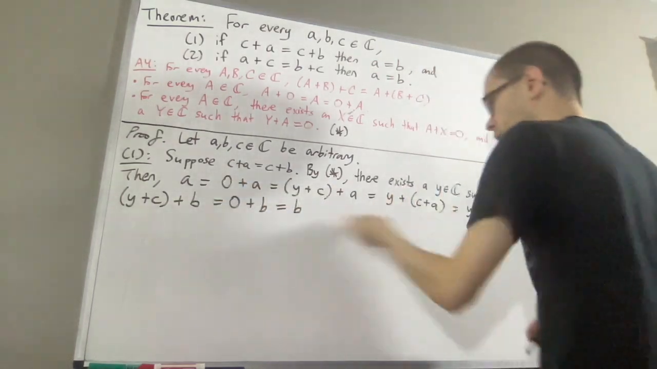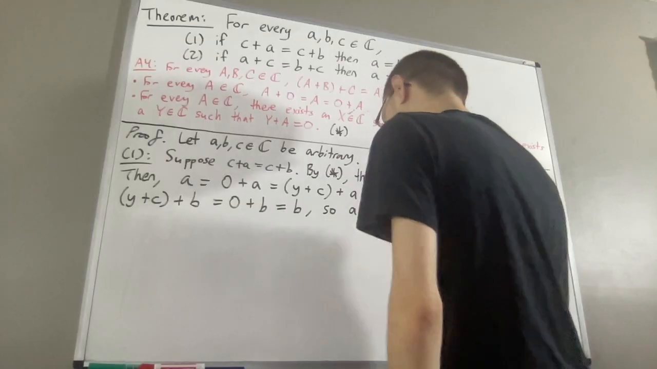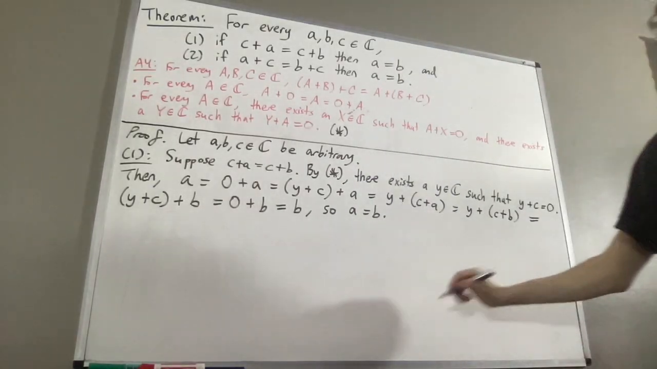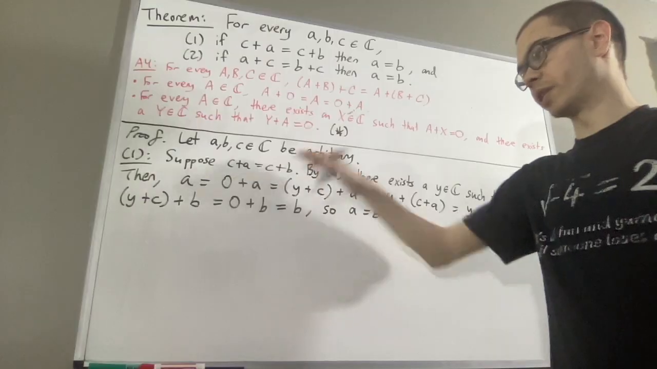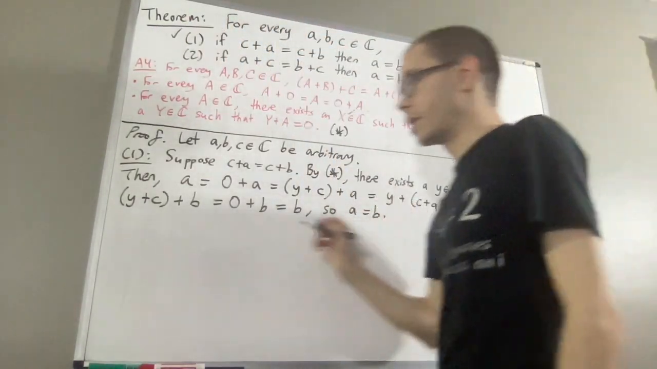So this chain of equalities shows that a is equal to b. So a is equal to b. So that proves if c plus a is equal to c plus b, then a is equal to b. So we have proven 1. Now we're going to prove 2.